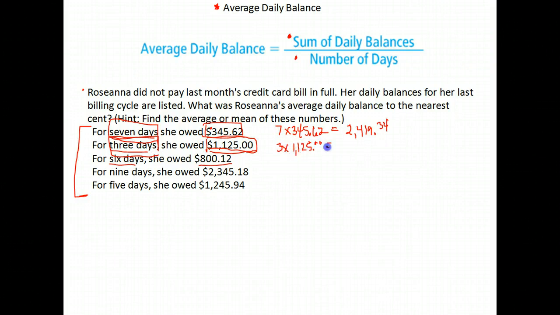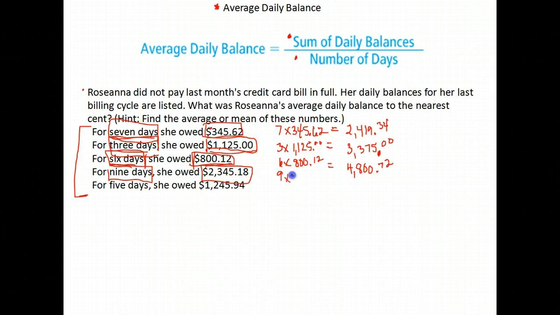So then she had 3 days that her balance was $1,125. So let's total those 3 days. So we have 3 days times 1125. Okay, the balance for those days totals $3,375. Then we had 6 days with a balance of $812. So we're going to go 6 times $812. We get $4,872.